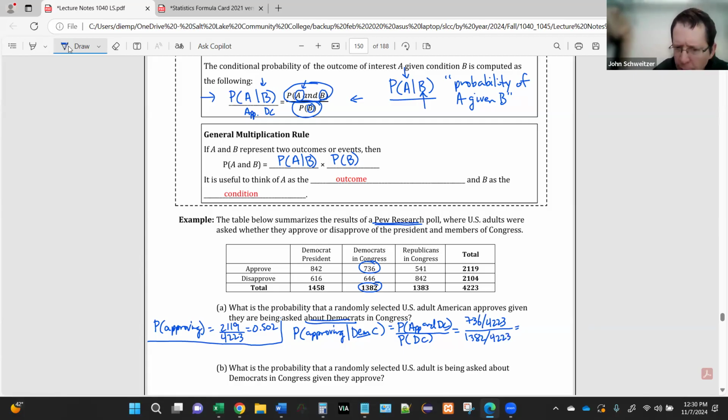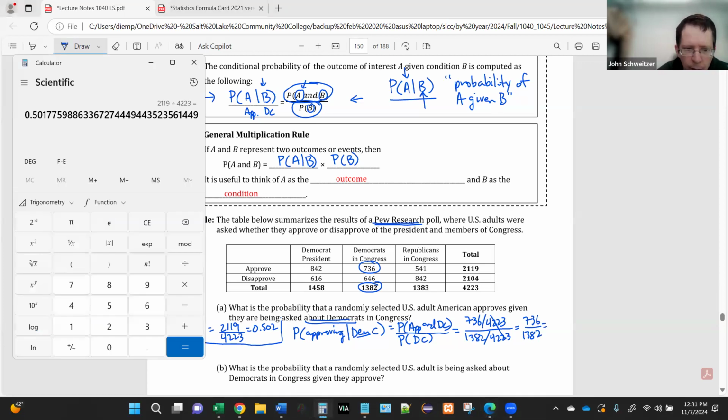Okay, so it is more complicated. It's not impossible though. You just have to line up all of the events correctly into the formula. And then notice that those denominators actually cancel out, giving us 736 over 1,382. So if we run over to the calculator, that's 736 divided by 1,382, which is 0.533.